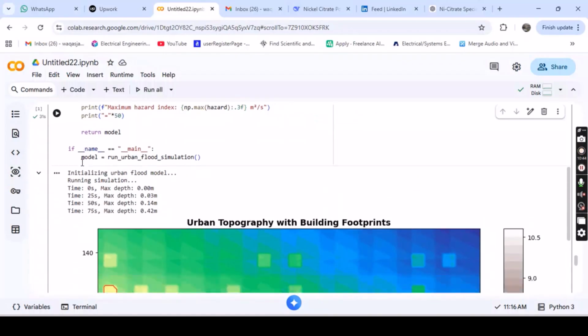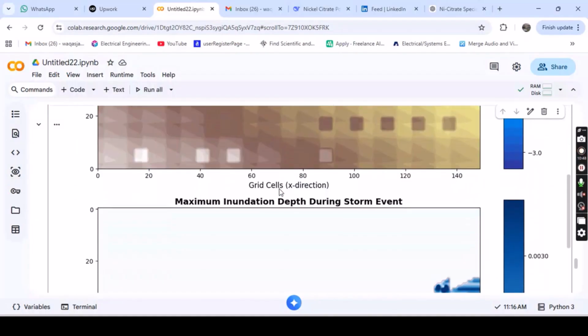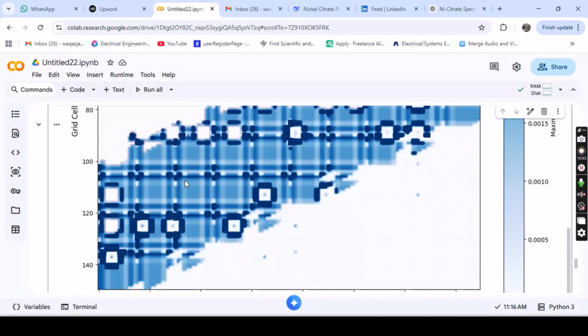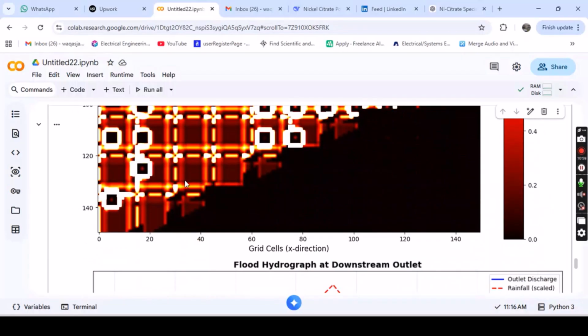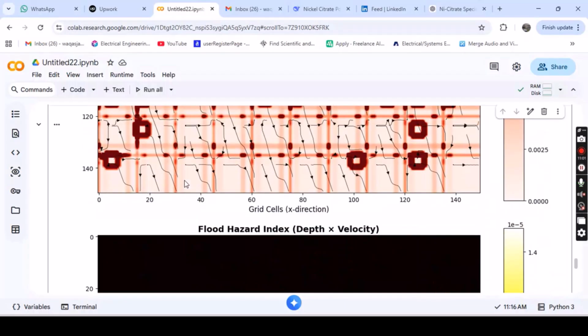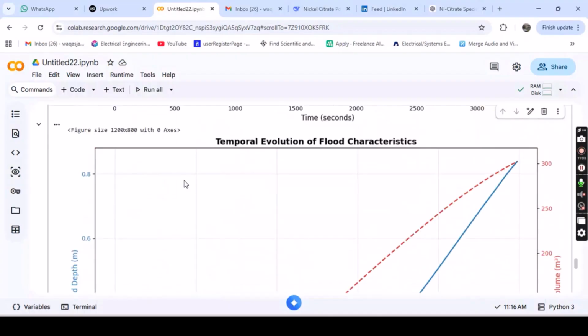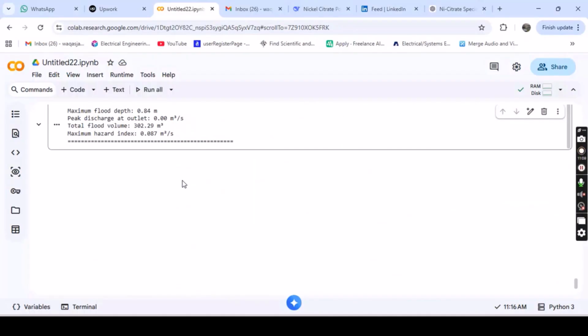These are the output results of the urban topography with building footprints, and the maximum inundation depth during the storm event. Then the peak flood flow velocity field. Then we have also generated the flood hazard index, as well as the rainfall, downstream outlet, and temporal evolution of the flood. If you need to ask anything, just ask me and I will answer your questions.